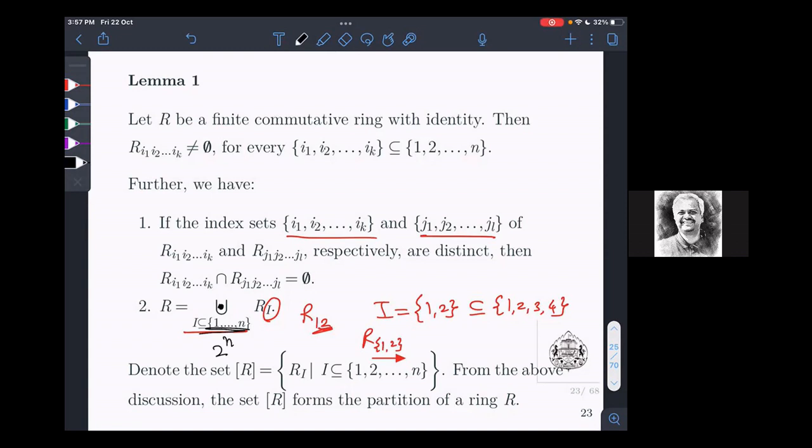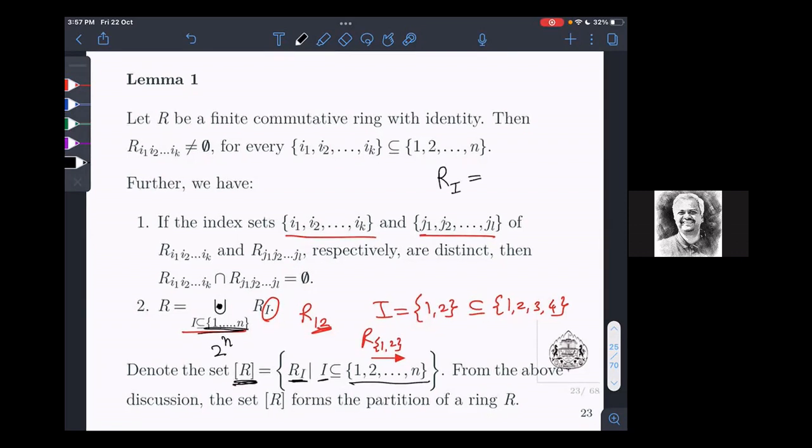Okay, so when I denote square R, what is my square R? It is a collection of Ri, where I is a subset of 1 to n. And how many such sets will be there? Naturally 2 to the power n sets will be there, provided this Ri is non-empty. Let us have one example so that things will be much more clear to you.